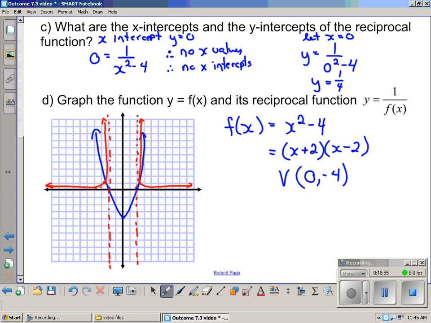If we look at our middle section, anywhere where our original function is 1 is going to be on both graphs. So I end up with those 2 points. My vertex is at negative 4. The reciprocal of negative 4 is negative 1/4. And so that point is going to move close to the x-axis. And so our shape becomes like this.